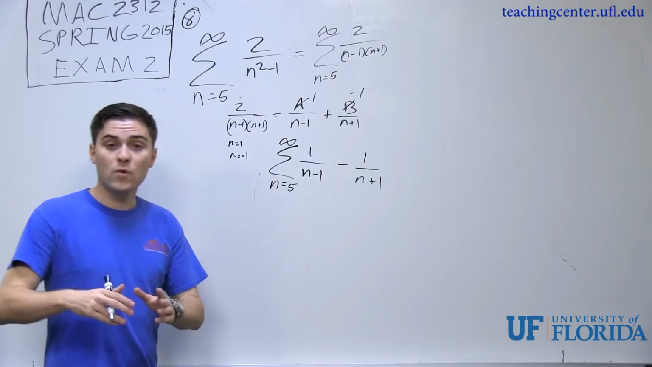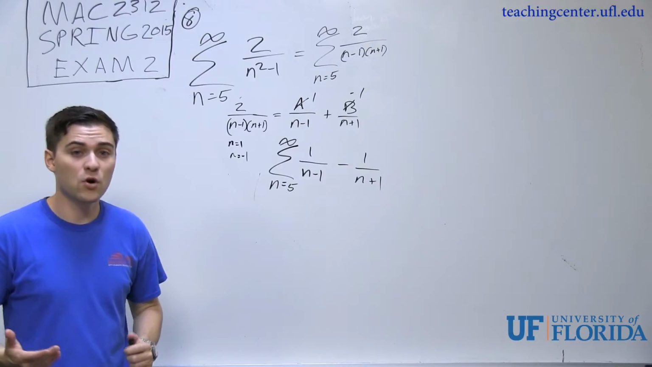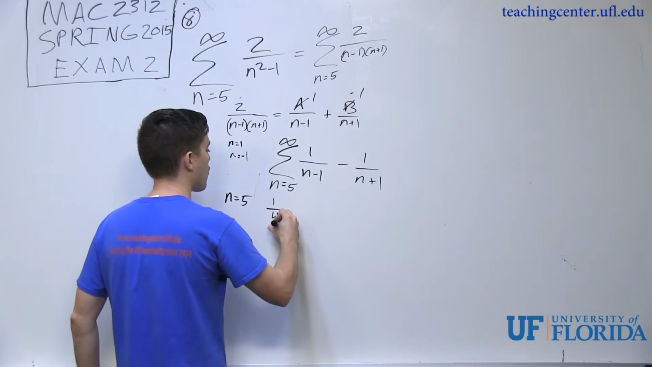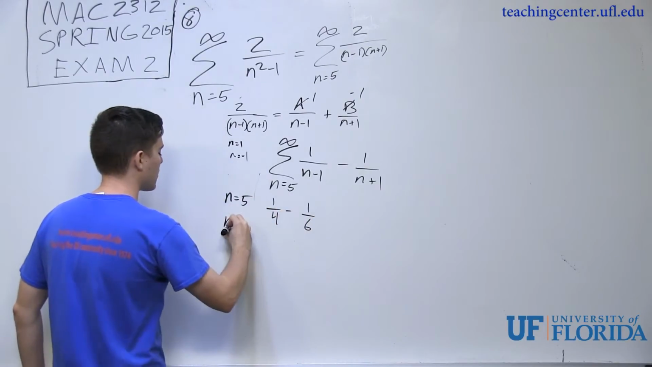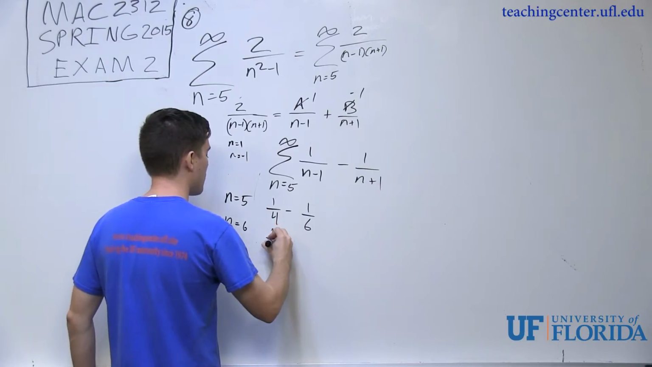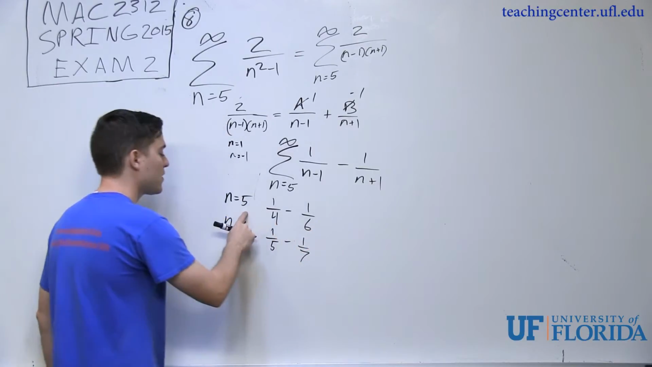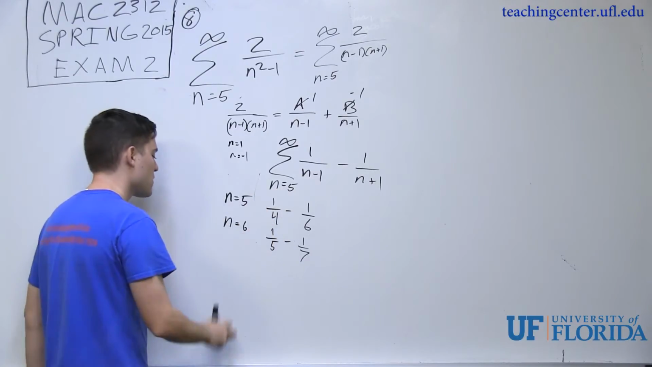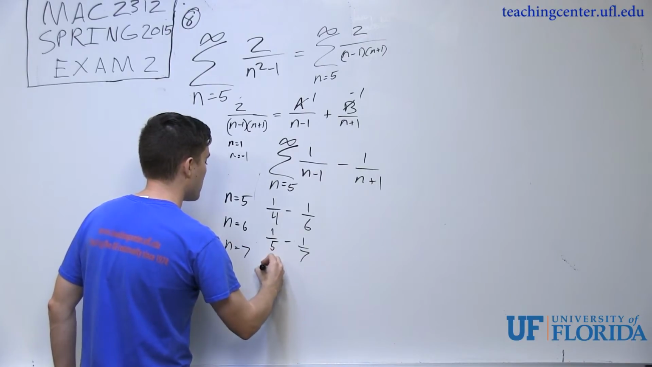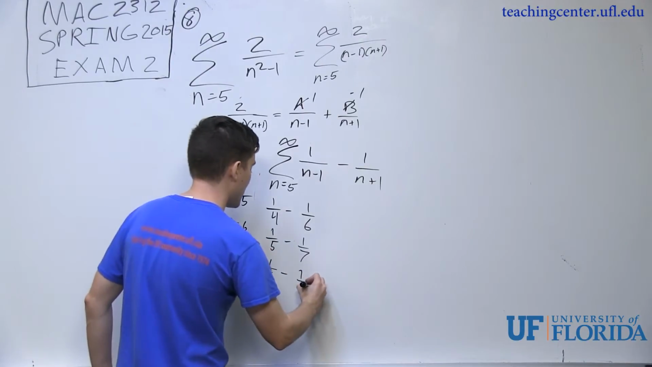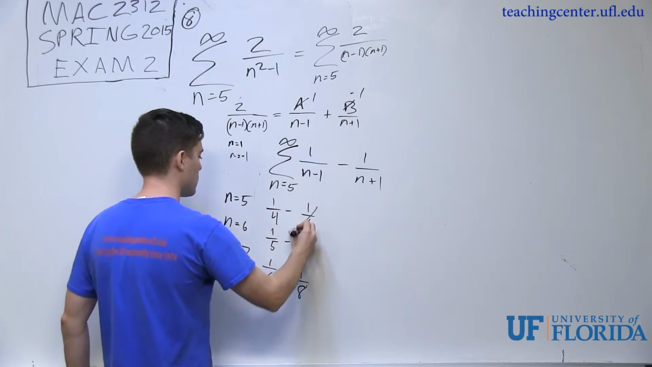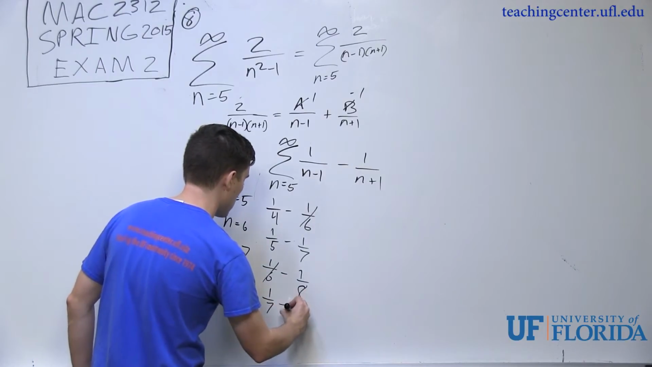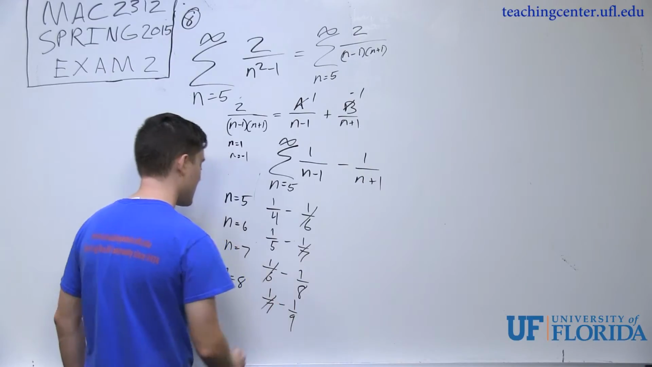Now all I need to do is write out my terms and see if I can get an expression for the partial sum. I'm going to start with my n equals 5 term. If I plug that in, I get 1/4 minus 1/6. If I plug in my n equals 6 term, I get 1/5 minus 1/7. Keep in mind the reason I'm starting at n equals 5 is because the counter starts at n equals 5, so you always have to start at whatever the counter is. n equals 7 is 1/6 minus 1/8. So that term cancels. My n equals 8 term is 1/7 minus 1/9. That term and that term cancel.